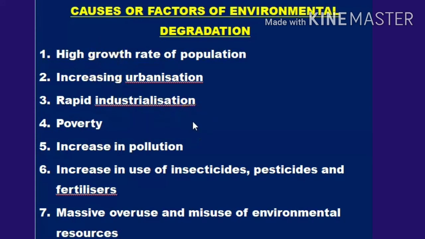And massive overuse and misuse of environmental resources. Overuse of environmental resources is when their demand is more than their supply. It would result in the problem of deforestation and land degradation. Misuse of environmental resources is when we fail to protect it and harm it with harmful gases, substances and compounds. So it may lead to global warming and ozone depletion.